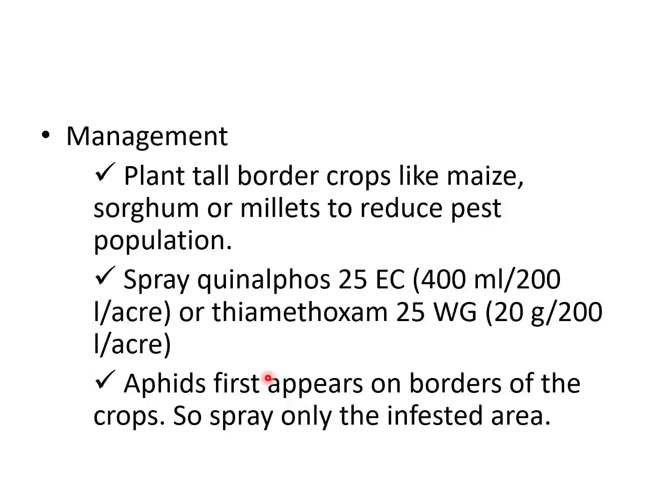Then next one is to go for spray of insecticides such as quinalphos, that is Ecalex, at the rate of 400 ml in 200 liters per acre. Or we can go for thiamethoxam. The trade name is Actor, at the rate of 20 gram in 200 liters per acre.